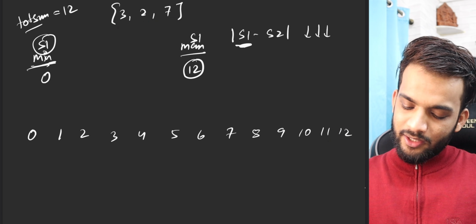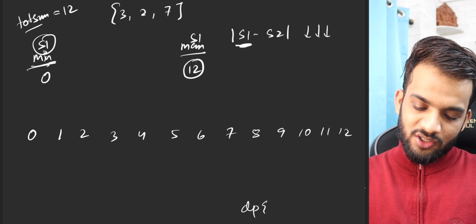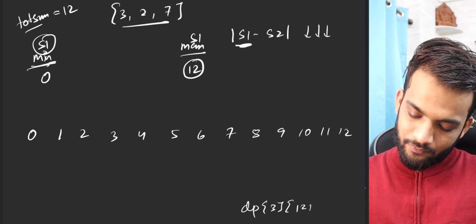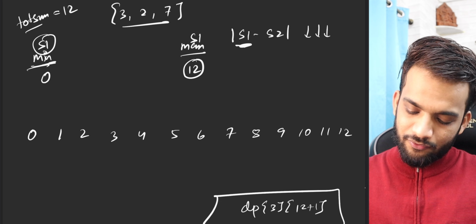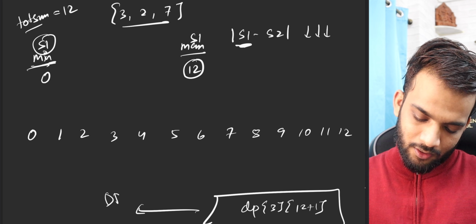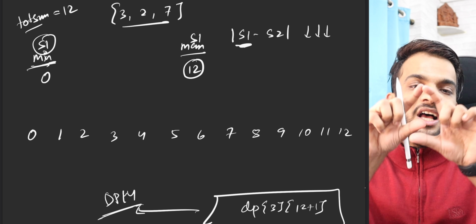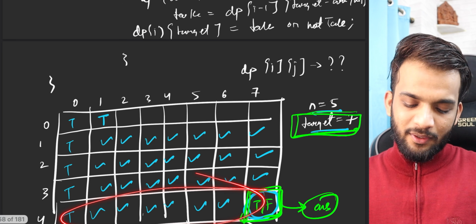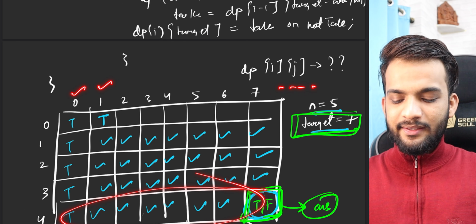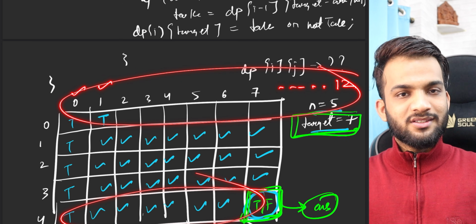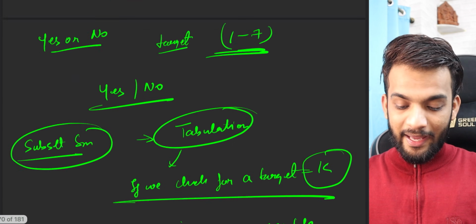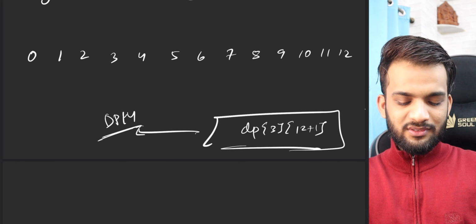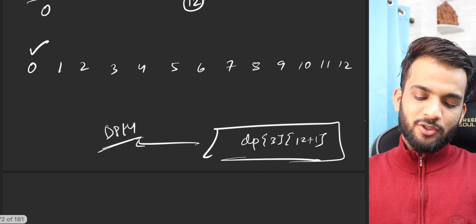So if I call the tabulation method for this, which is size 3 and 12, if I call the tabulation for DP14, the DP14's last row will tell me if 0 is possible, 1 is possible, till 12. In that case, it will. So now what I can say is, okay, let's check if 0 is possible. And it will tell me, yes, 0 is possible.